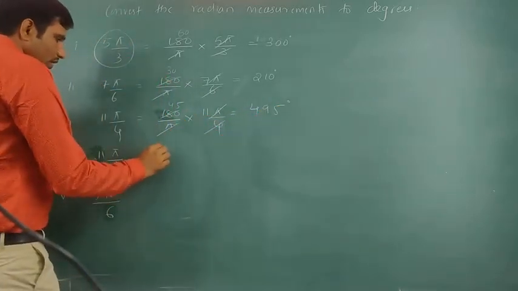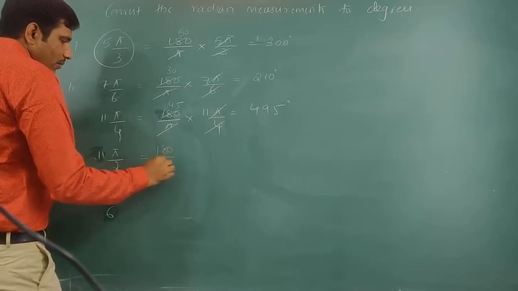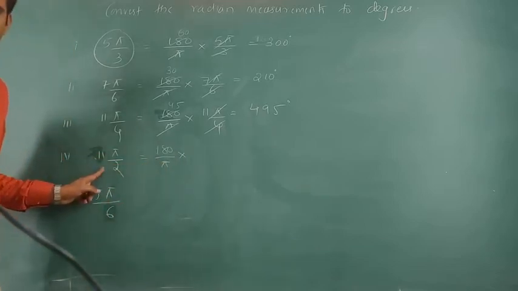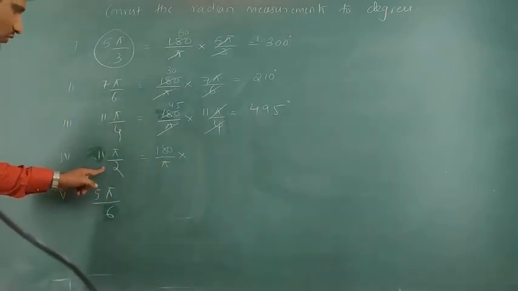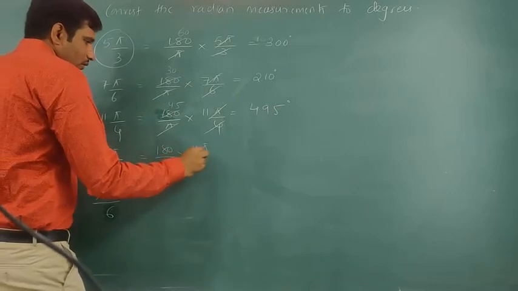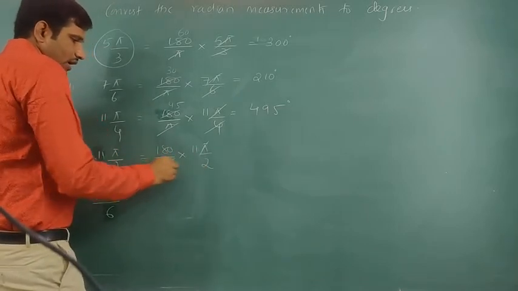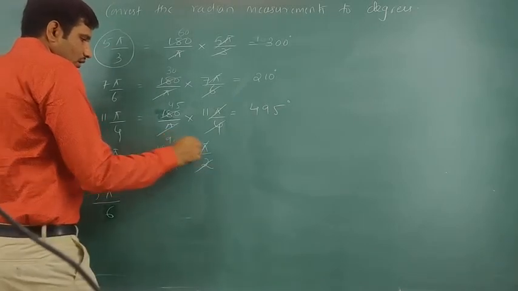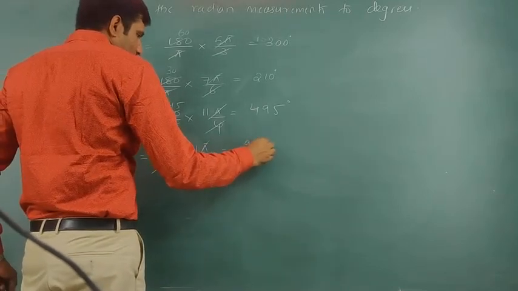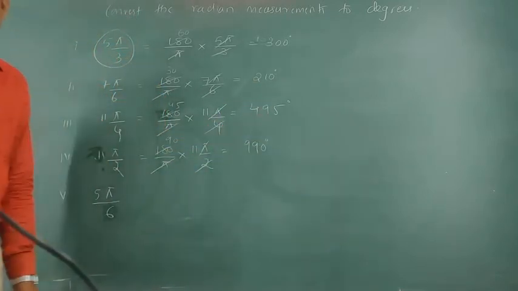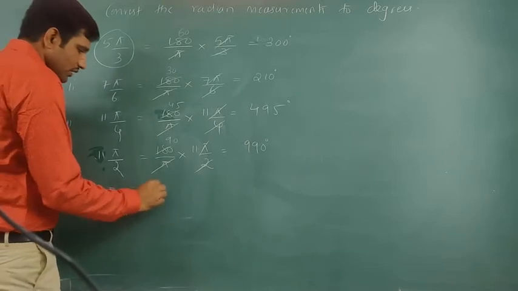Similarly 11 pi by 2. That is 180 by pi into the radian measurement. What is the radian value? 11 pi by 2. This pi will get cancelled. 2 ones are 2, 2 nineties are 180. So 11 into 90, how much is it? 990 degrees.